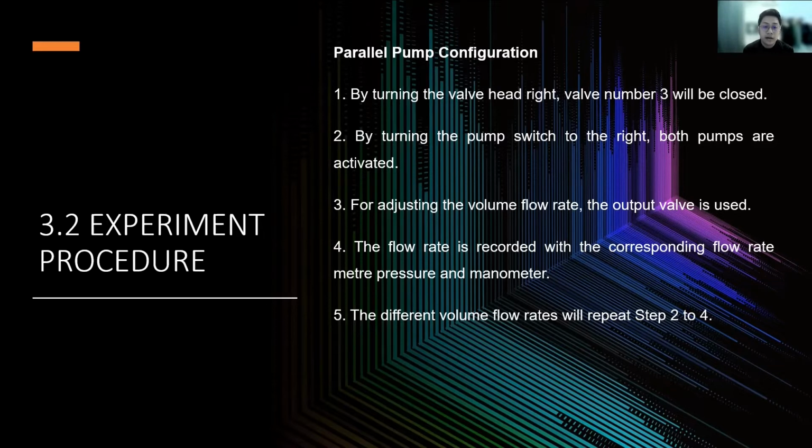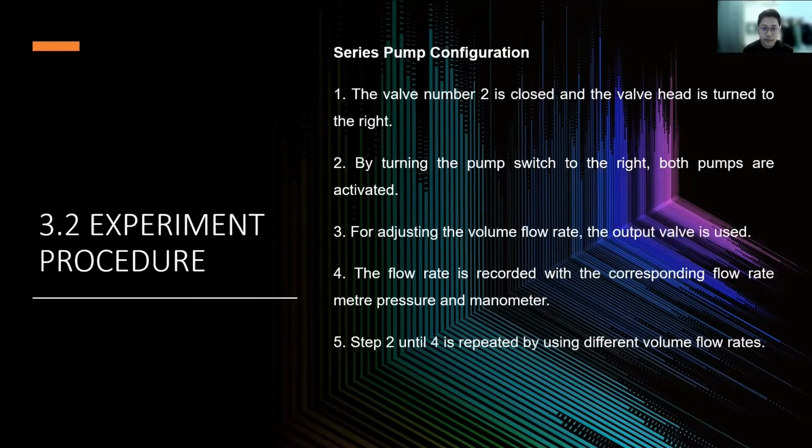Third, for adjusting the volume flow rate, the output valve is used. Next, the flow rate is recorded with the corresponding flow rate meter, pressure, and manometer. Last but not least, for different volume flow rates, steps 2 to 4 are repeated.